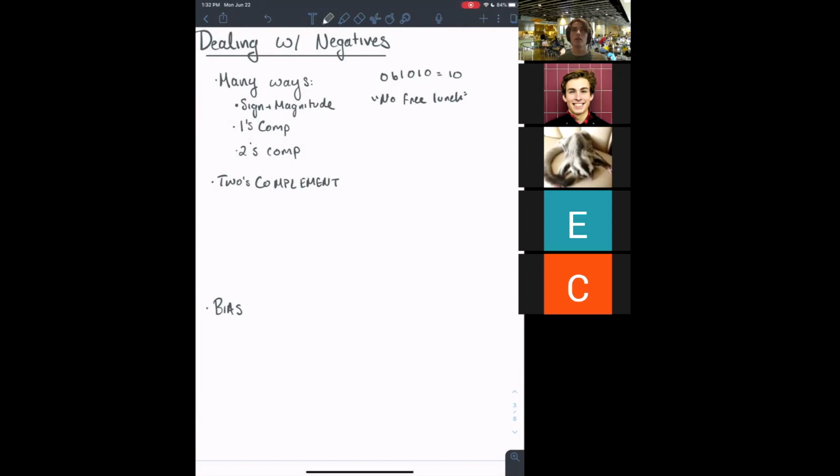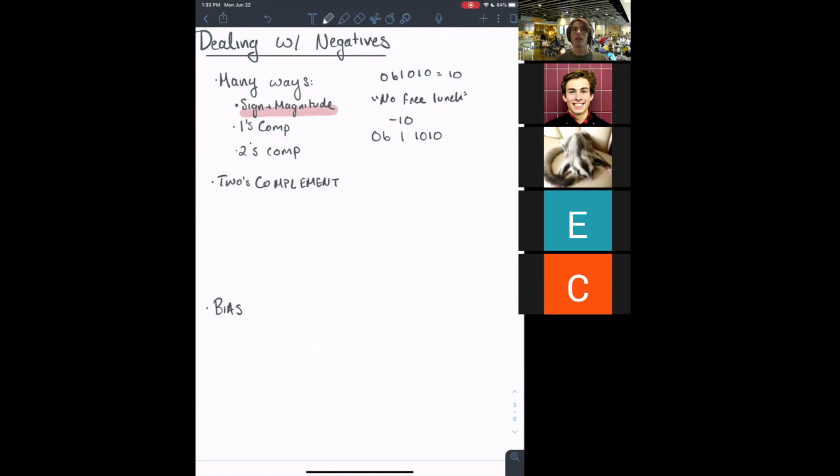The first is something called sign and magnitude. And this is exactly what it sounds like. We have a bit for the sign, and then the rest of the number is used for magnitude. So for example, let's say I want to represent -10. I could do something like 0b, I'm in binary here, I have a 1, and then 10.